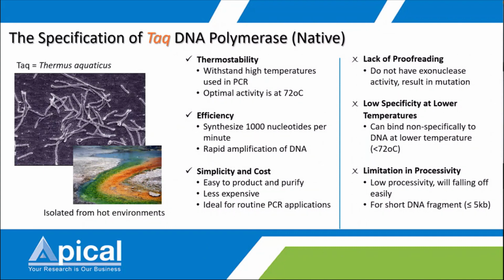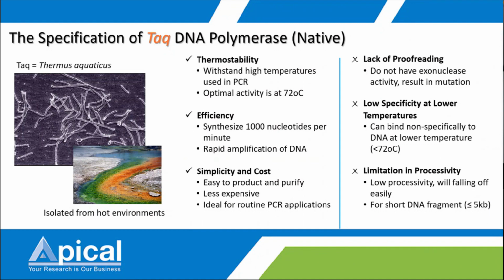Okay, and because of this, the Taq DNA polymerase can withstand high temperature and remain stable and active even when the temperature is around 95 degrees Celsius. So this makes it suitable for use in PCR, which involves cycles of heating and cooling, to melt the DNA strands apart and synthesize new ones.